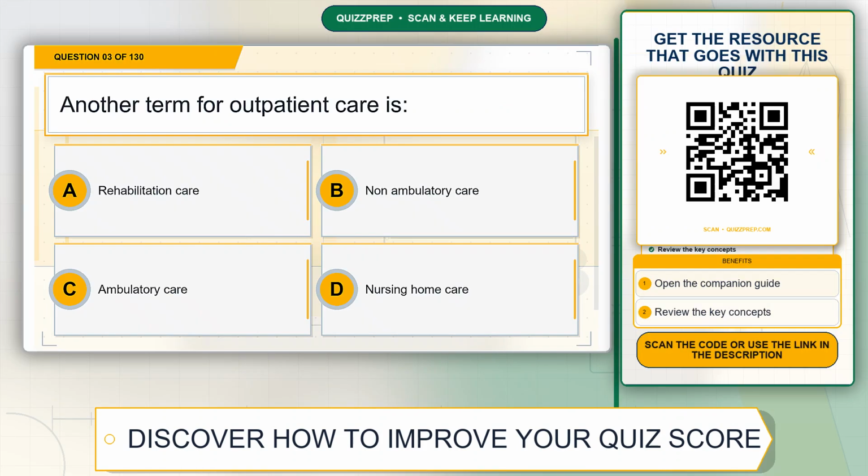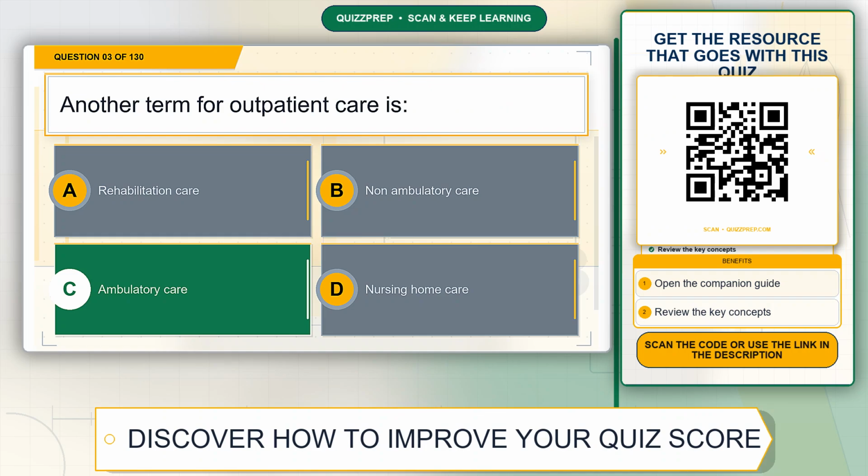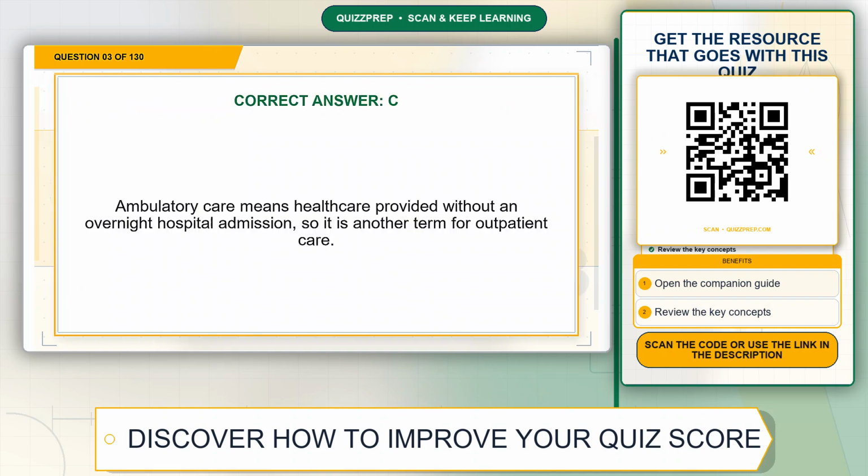Question 3. Another term for outpatient care is: Option A, rehabilitation care. Option B, non-ambulatory care. Option C, ambulatory care. Option D, nursing home care. The correct answer is option C, ambulatory care. Explanation. Ambulatory care means healthcare provided without an overnight hospital admission, so it is another term for outpatient care.